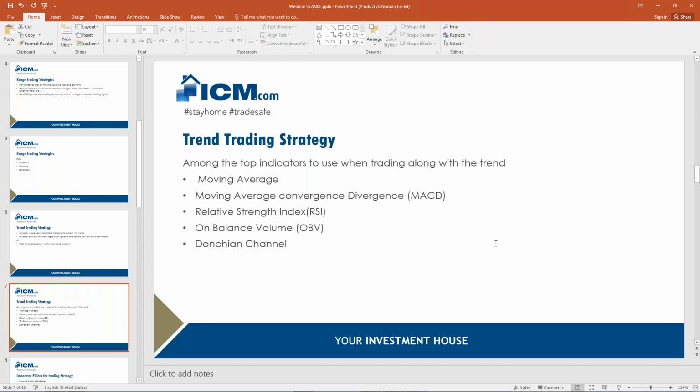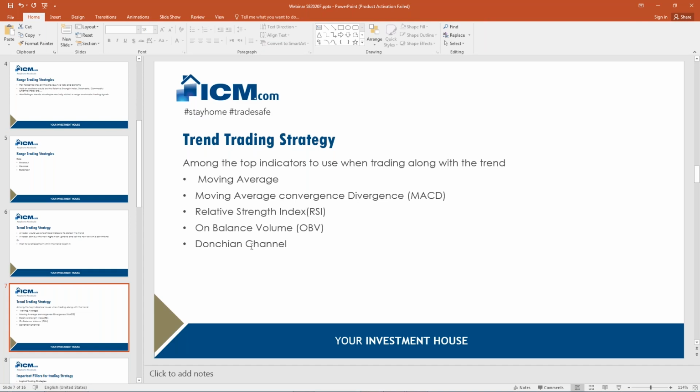We have also the relative strength index, which can show us momentum of the current trend and whether there are possibilities for the market to move higher. I'm going to explain this also. And also we have the on-balance volume, which also shows us the cumulative buying and selling in the market.